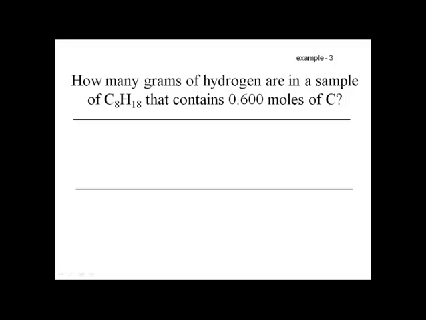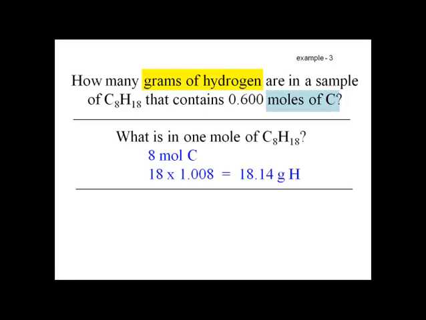Our next example asks how many grams of hydrogen are in a sample of C8H18 that contains 0.600 moles of carbon. Reading the problem shows we need to convert from moles of carbon to grams of hydrogen. We use our chemistry knowledge to ask what is in 1 mole of compound. The chemical formula tells us there are 8 moles of carbon in 1 mole of compound. Since there are 18 hydrogens in the formula, there is 18 times hydrogen's molar mass, or 18.14 grams of hydrogen in a mole of compound.